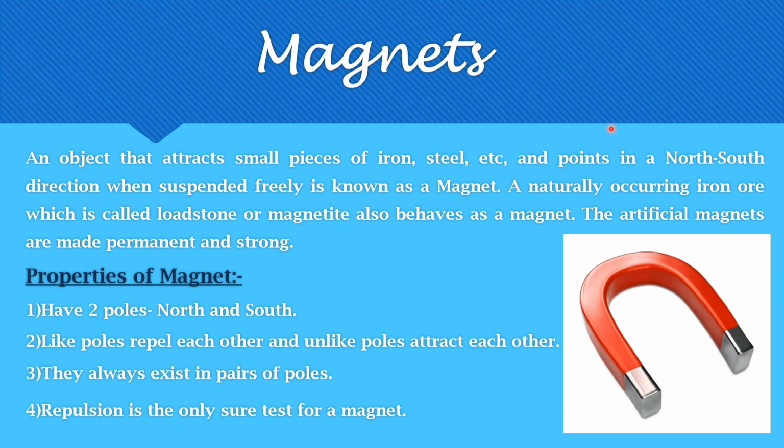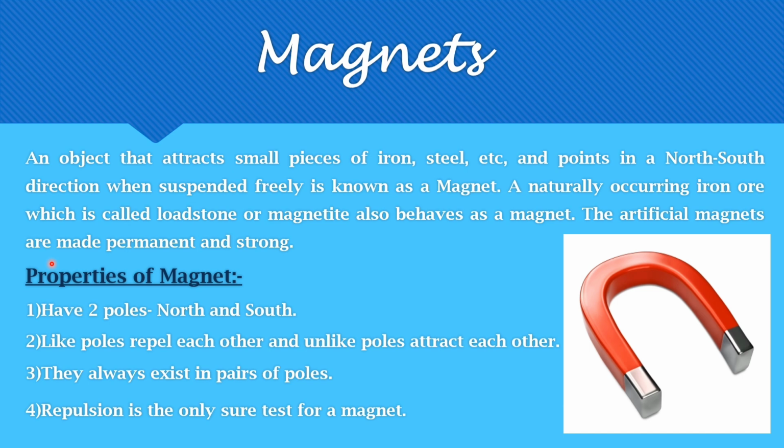in the north-south direction. Natural magnets, or naturally occurring minerals, have some magnetic properties and are of irregular shapes and sizes. These are called lodestone or magnetite. They have less magnetic property compared to artificial magnets. Artificial magnets were found later, and they are made permanent and strong.